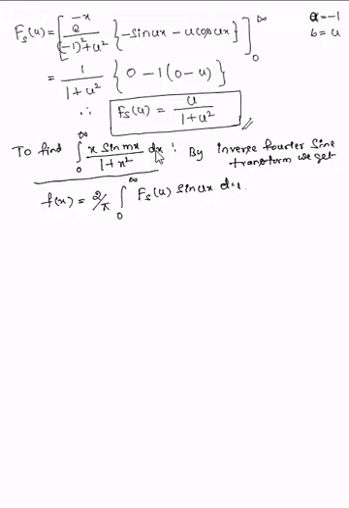Right? You know what fs of u is. Fs of u is u by 1 plus u square. Let us substitute now. So this is equal to 2 by pi integral 0 to infinity of u by 1 plus u square into sin ux into du. I'll write.